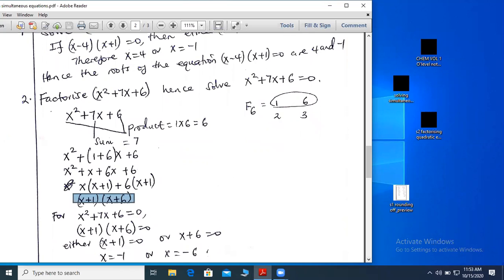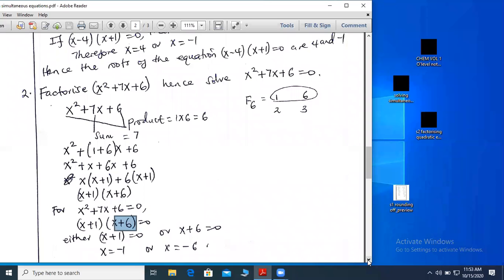So next step, it means either x plus 1 is equal to 0 or x plus 6 is equal to 0. And if x plus 1 is equal to 0, when we take 1 across to cross equal signs, it becomes a negative. So x is equal to -1. And for x plus 6 equal to 0, when 6 crosses equal signs, it becomes a negative. So x is equal to -6. I think you are understanding that work.